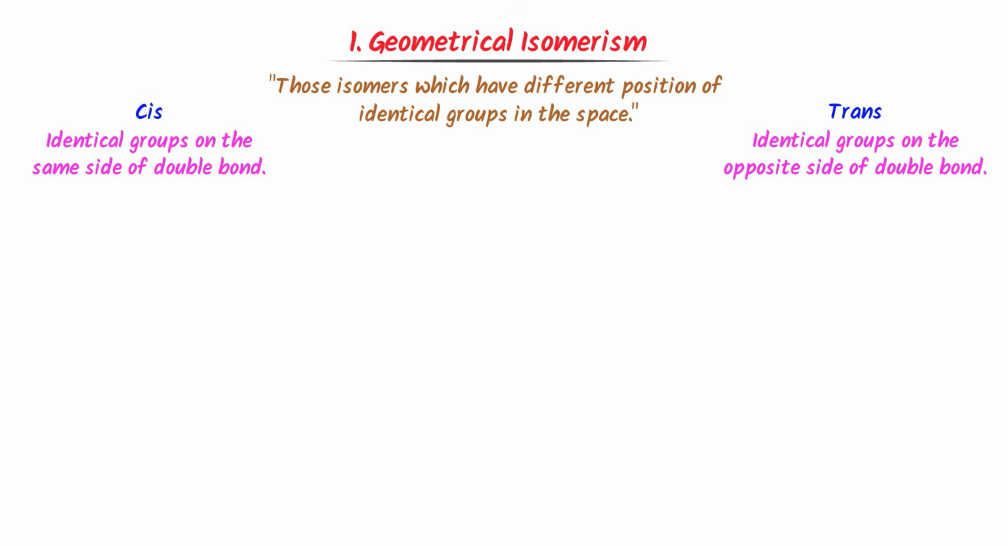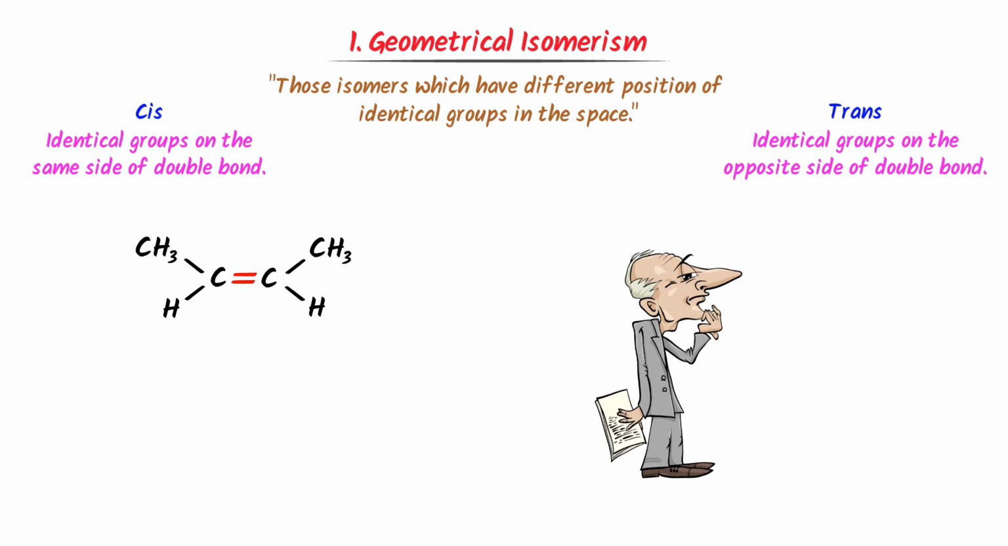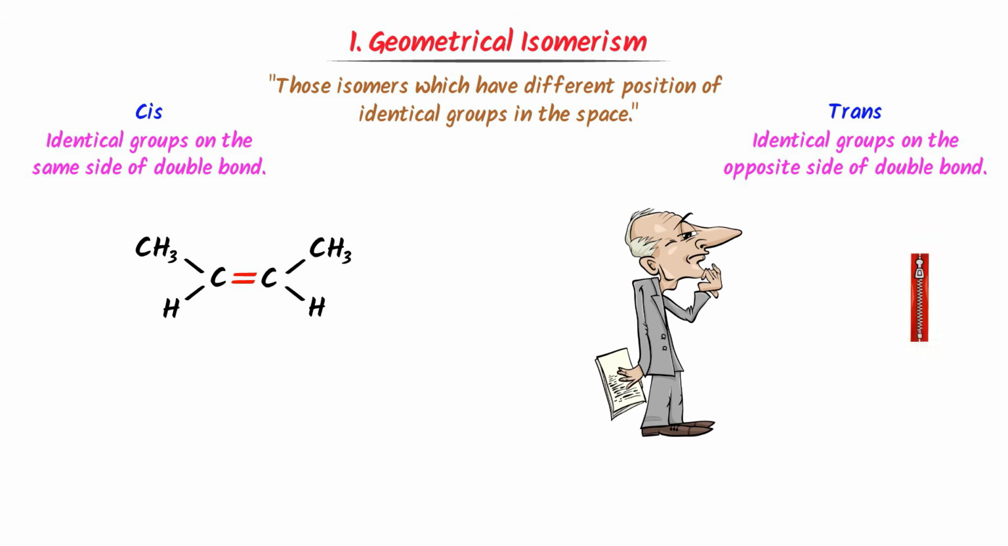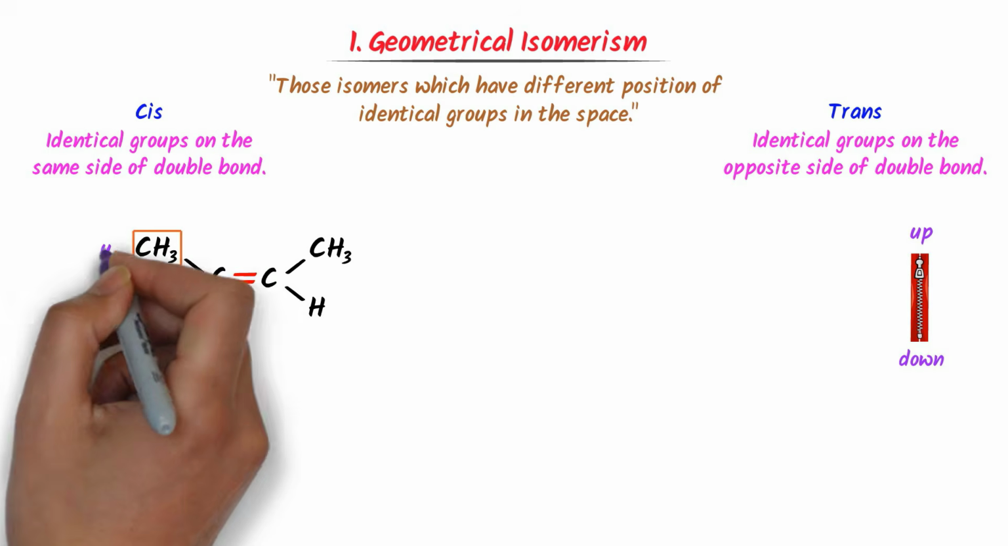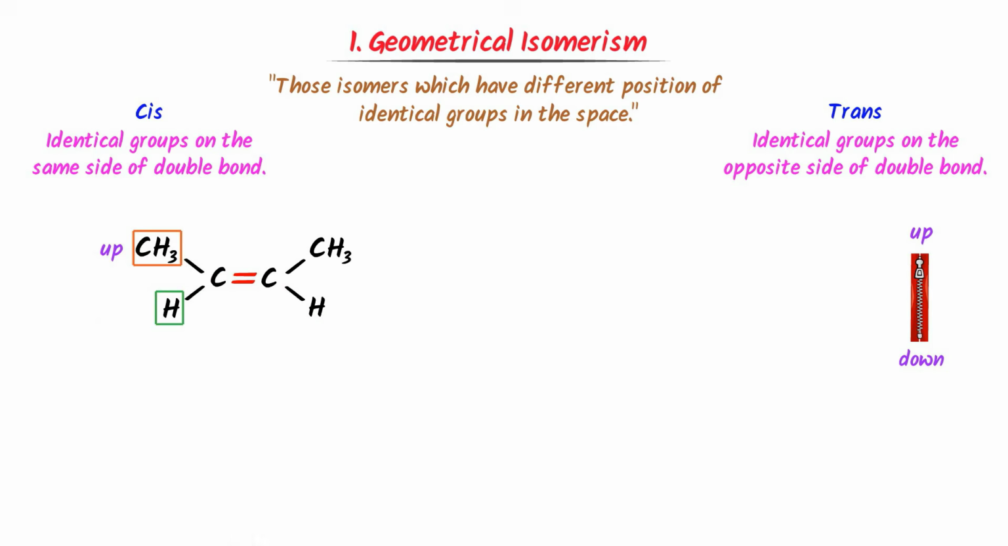For example, consider this 2-butene. Here, I use the Three Idiots movie trick. Up, down, up, down. This methyl CH3 is up and this hydrogen is down. Here, this CH3 is also up and this hydrogen is down. So both the CH3 are up and both the hydrogens are down. Hence we call it cis-2-butene.